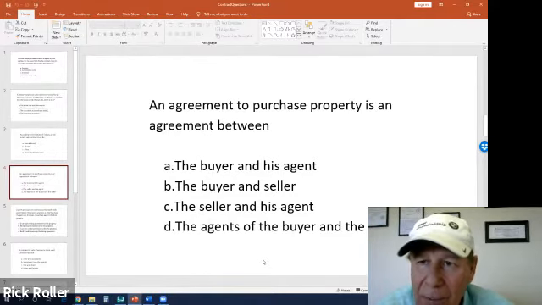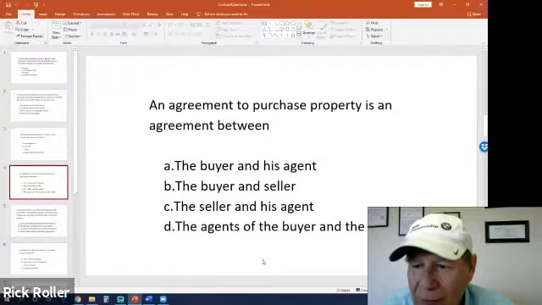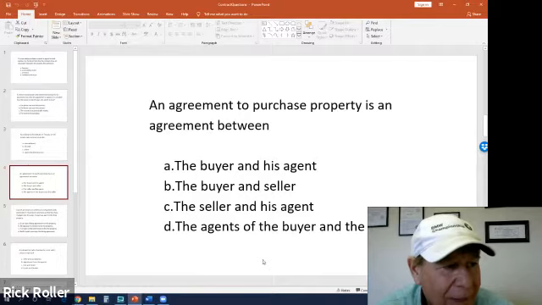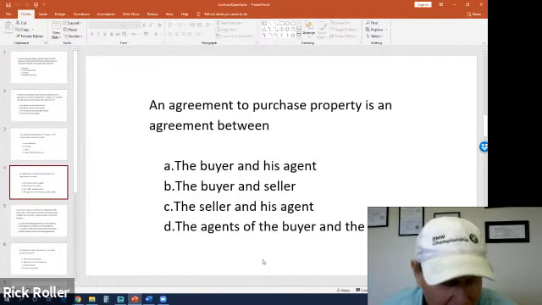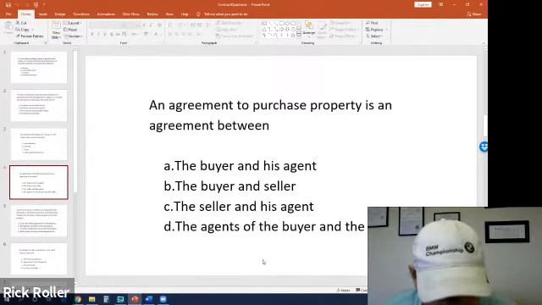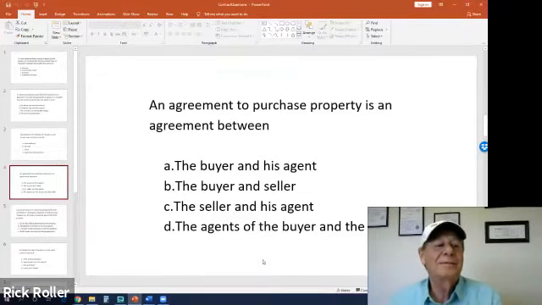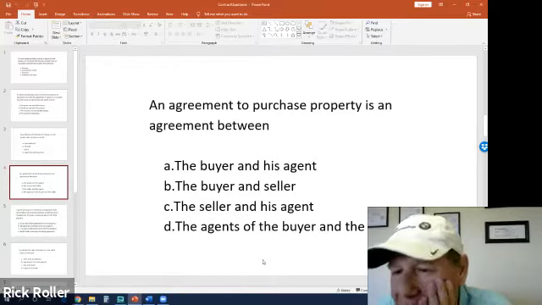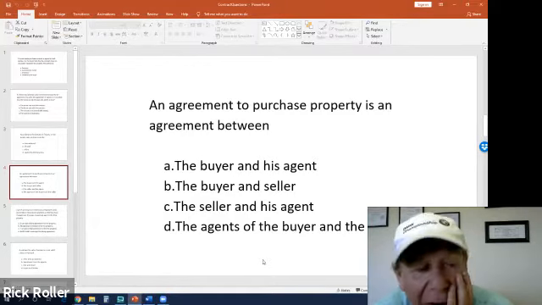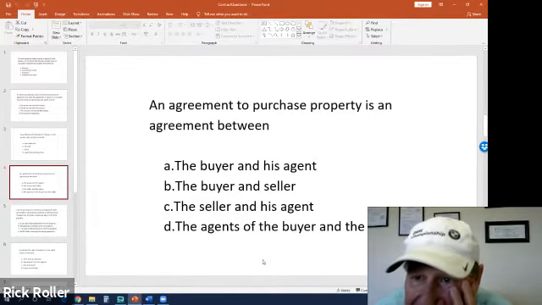They're talking about a buyer's listing, aren't they? They're talking about a buyer that enters into a contract to purchase property. And that would be an agreement between who, guys? The buyer and seller. Ah. Are we talking about a buyer's agreement? Or are we talking about a contract to purchase property?